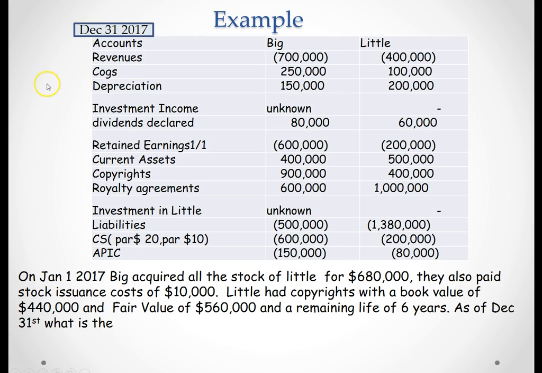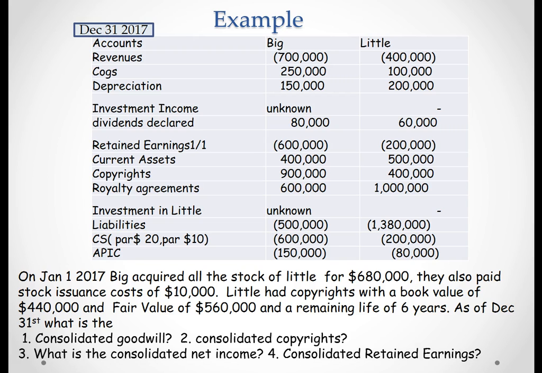All right, let's take a look at our example. This is for December 31st of 2017. On January 1st, Big acquired all the stock of Little for $680,000. They also paid stock issuance costs of $10,000. Little had copyrights with a book value of $440 and fair value of $560, and a remaining life of 6 years. As of December 31st, what is the consolidated goodwill, consolidated copyrights, what is the consolidated net income, and what is the consolidated retained earnings? This is similar to your homework problems.